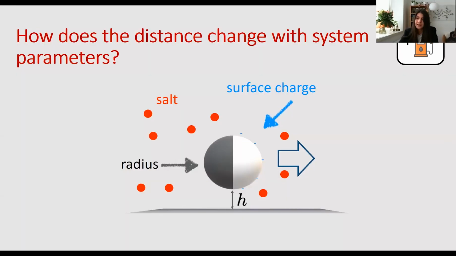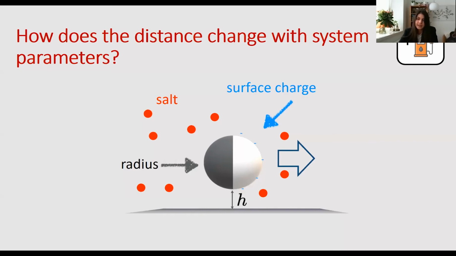So now that we have this method, what can we do? We were interested to see how the distance between a particle and the wall changes when we change parameters in the system. The parameters that we looked at are the ones that we already know are important in the case of passive particles.